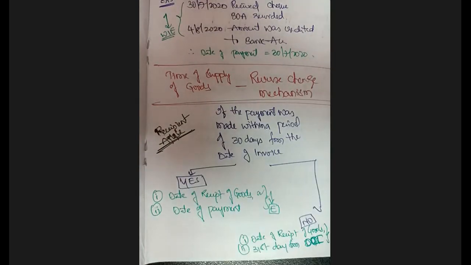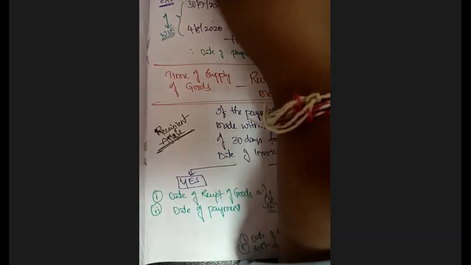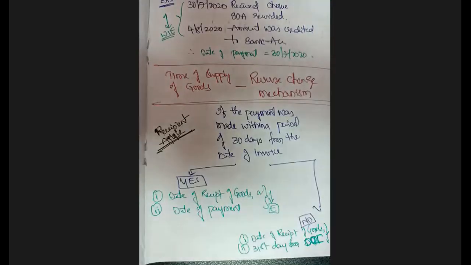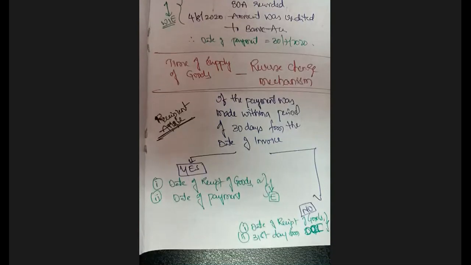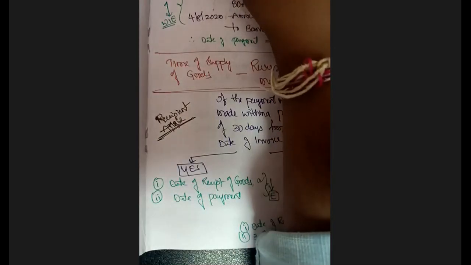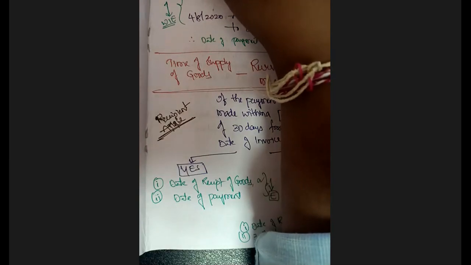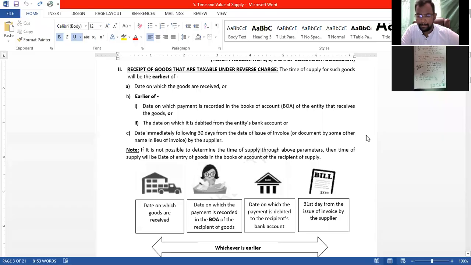So are you noting down all these charts, ma'am? You have to note down these charts. For easy understanding of these time of supply concepts, these charts will help you a lot. Good. Next, after that, you have a note point. Just look at the note point.